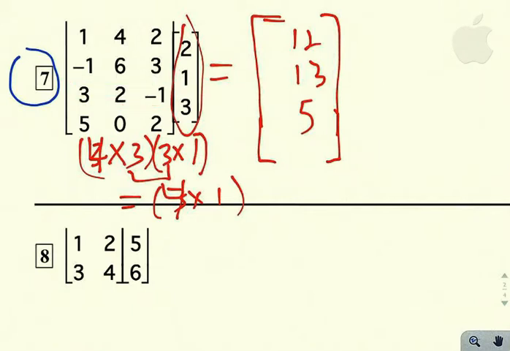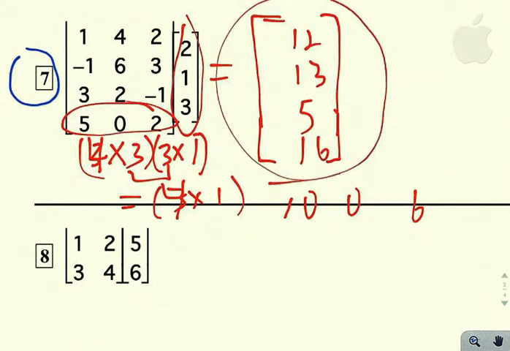Okay, so now we got one more row, the bottom row, and multiply the first numbers, you get 10, the second number is 0, the third number is 6, add them up, you get 16. So our answer is a 4 by 1. Let's make it real clear here, get rid of that. There, that's much better.